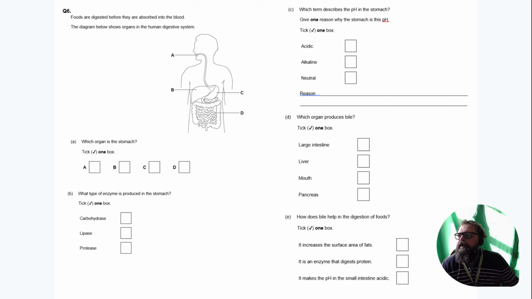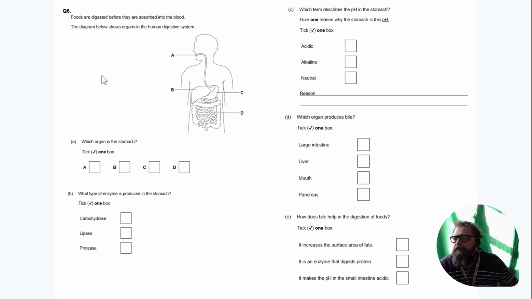Okay, guys, last question here, number six. It's on the digestive system and breaking down food. And we've got a diagram, so make sure you could label any bits of this diagram. Specifically here, you're being asked to identify the stomach.